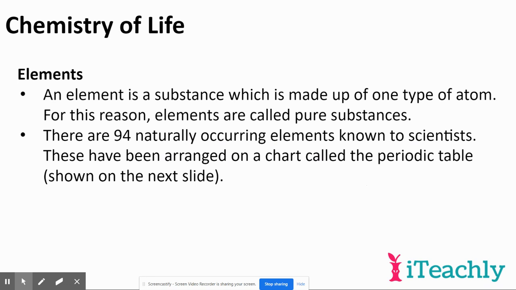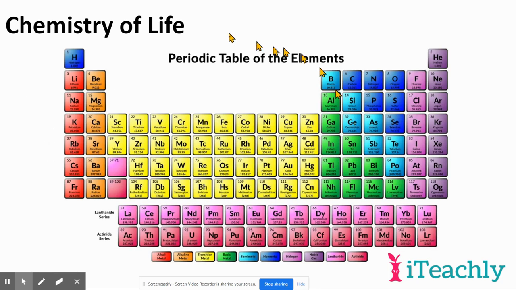An element is a substance which is made up of 1 type of atom. For this reason, elements are called pure substances. There are 94 naturally occurring elements known to scientists. These have been arranged on a chart called the periodic table, and it goes by atomic number. So this one has one proton, this one has two protons, I'm sorry. This really tells you how many protons there are: the atomic number.